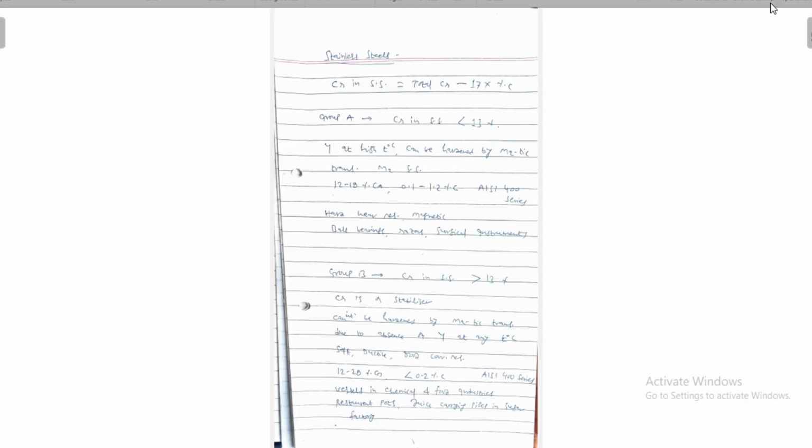So wherever good corrosion resistivity along with more hardness is needed, multicyclic stainless steel is preferred. Applications are ball bearings, razors, surgical instruments like knives, etc. Group B will have chromium in solid solution more than 13%.